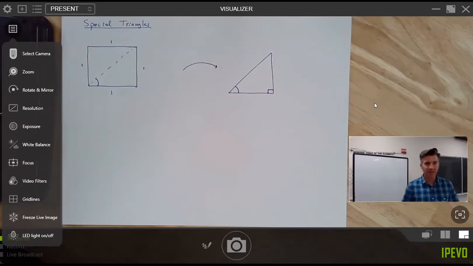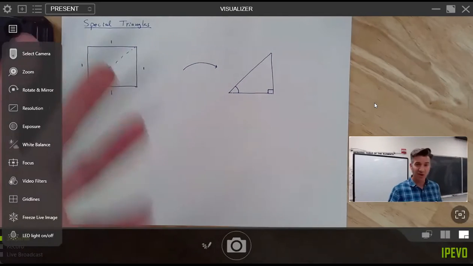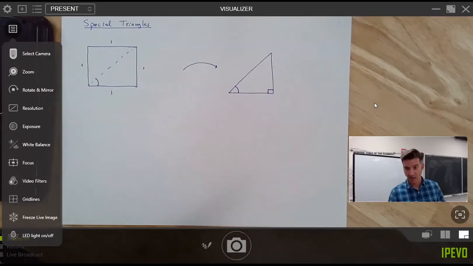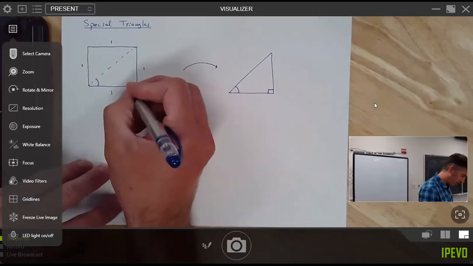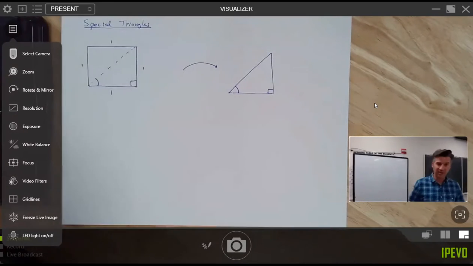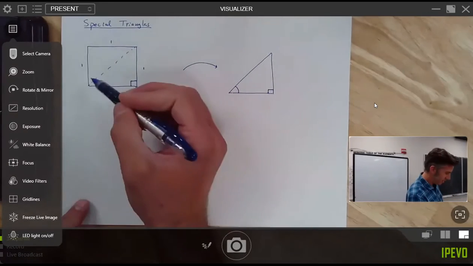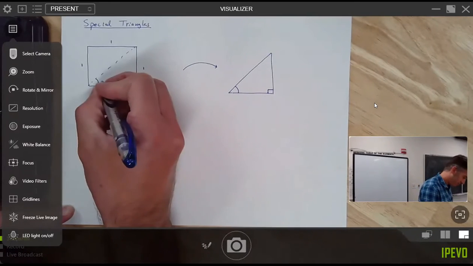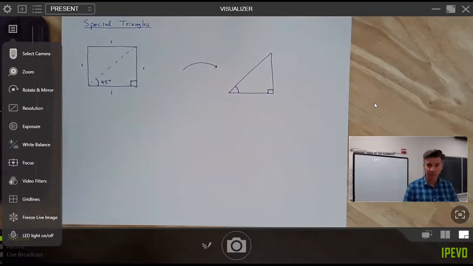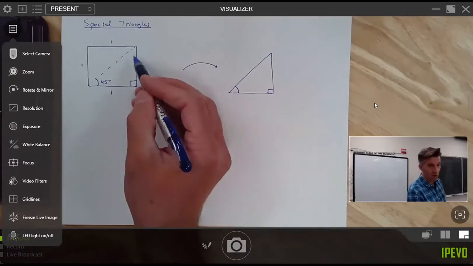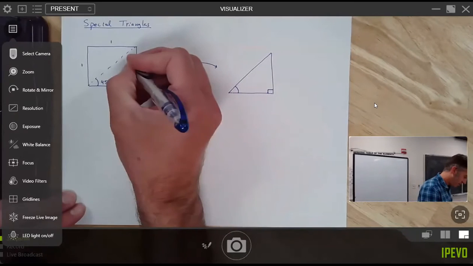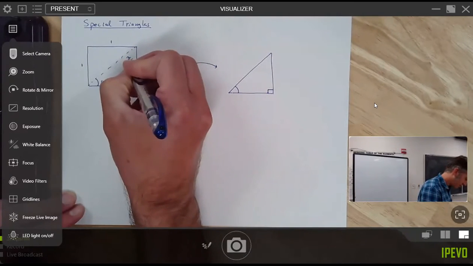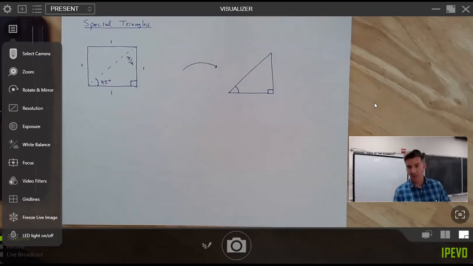So let's talk about some special triangles. We're going to start with a square, a 1x1 square, and we're going to cut it in half on the diagonal. And in a square, all the angles are 90 degrees. But if we cut this in half diagonally, this angle here is going to be how much? It's going to be 45 degrees. This angle up here is also going to be 45 degrees, but I'm going to write it in radians instead. So both those angles are 45 degrees, or both those angles are pi over 4 radians.